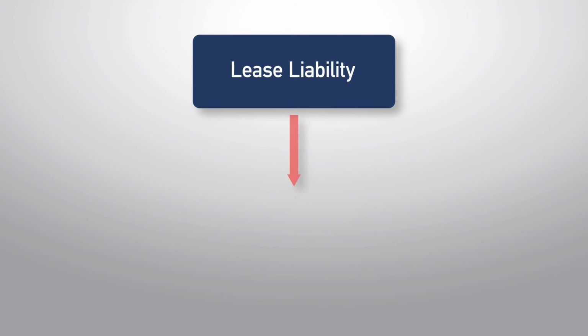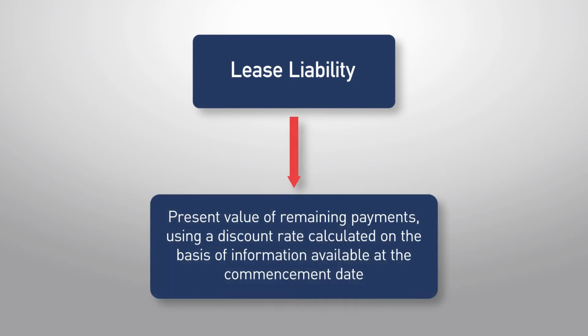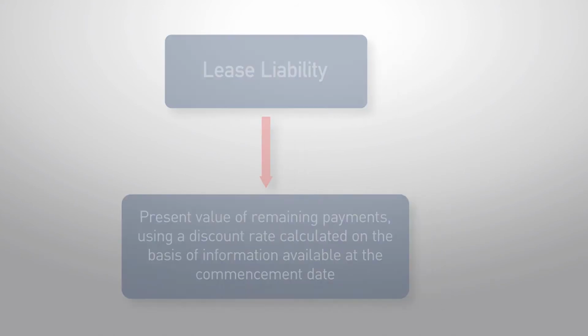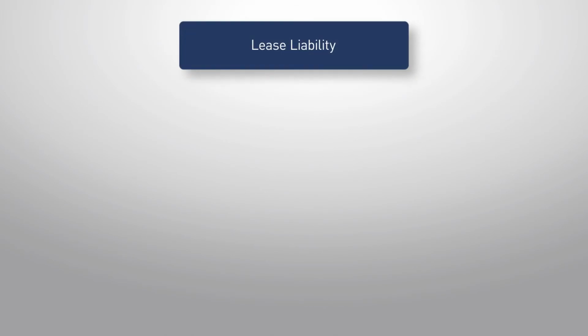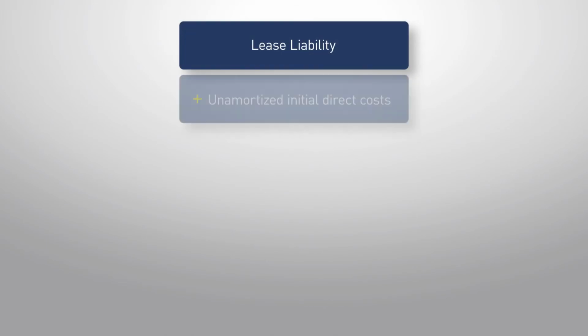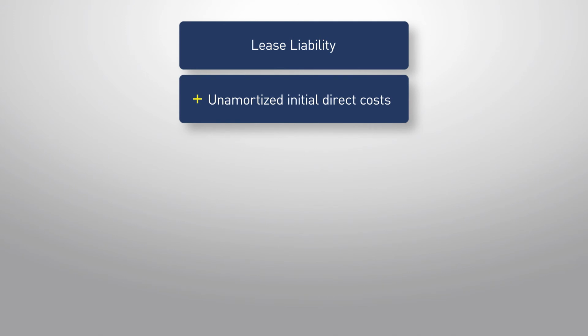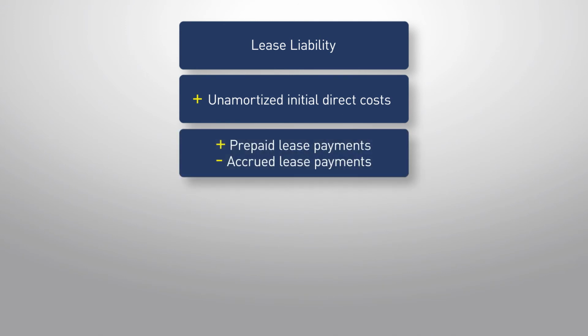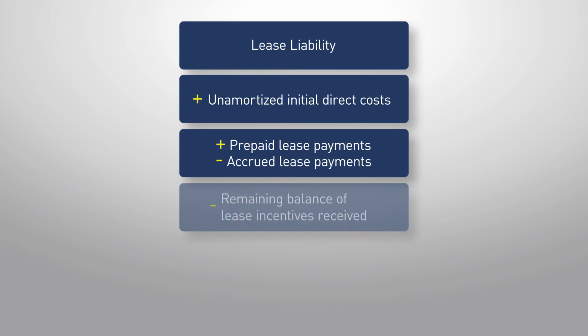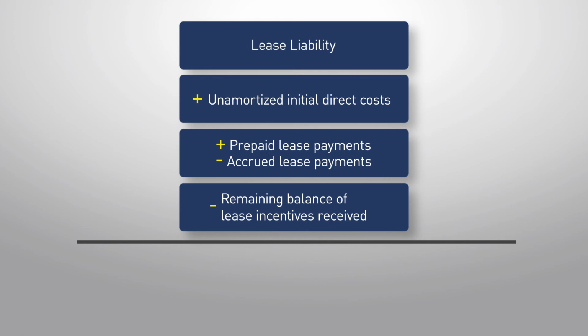Lease liabilities are calculated by taking a present value of the remaining lease payments discounted at a discount rate determined upon the lease commencement. To calculate the right-of-use asset, you would start off with the balance of your lease liability, then add any unamortized initial direct costs, add any prepaid rents, subtract any accrued rents, and also subtract any remaining balance of any lease incentives that were received. That will give you the calculation of your right-of-use asset, and all of these elements will then be used to do a topside journal entry at the end of the reporting period.